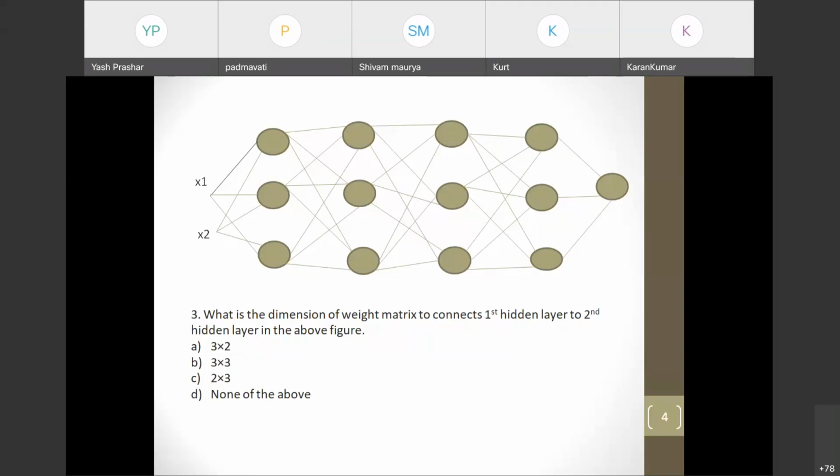Try to answer this. 3 cross 3, option B. It should be 3 cross 3. Correct? That is option B. Because we know that the first hidden layer is this, the second hidden layer is this, and these connections are representing my weight matrix. For that reason, it should be 3 cross 3.